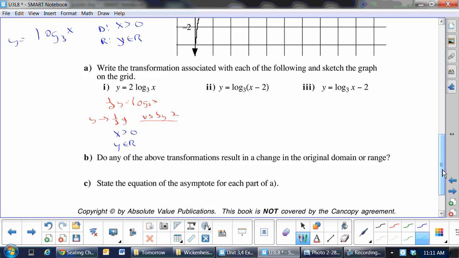Remember where we came from. Y equals log 3 of x. What changed? What got replaced? X with x minus 2. That is a 2 units right. Okay, so we got to picture this. Let's move it 2 units right. What would be the domain? Right. Domain x is greater than 2, and the range lies in the reals, right?